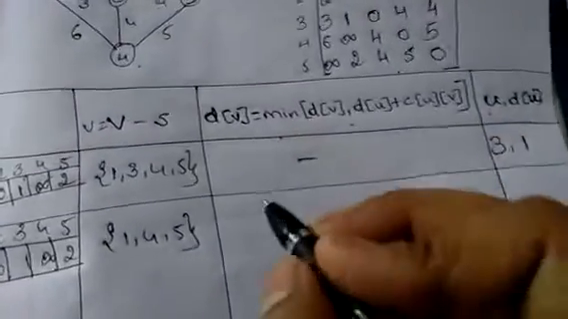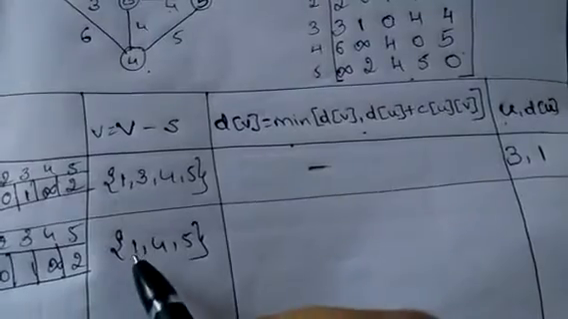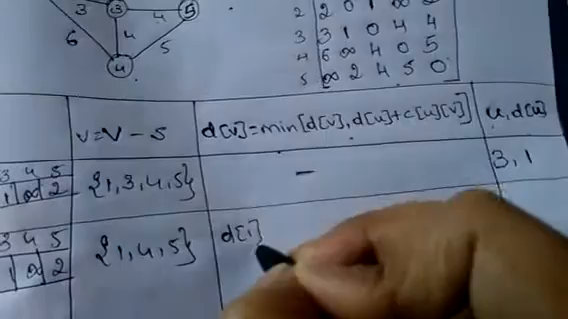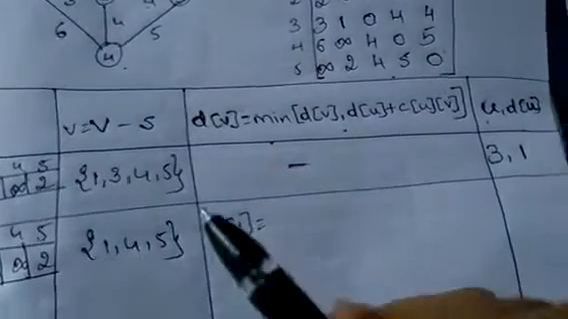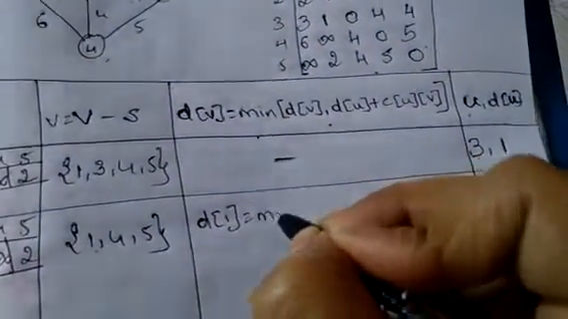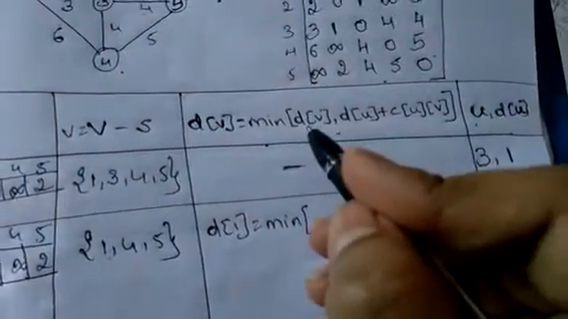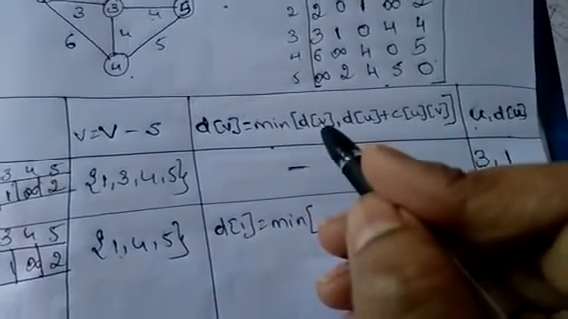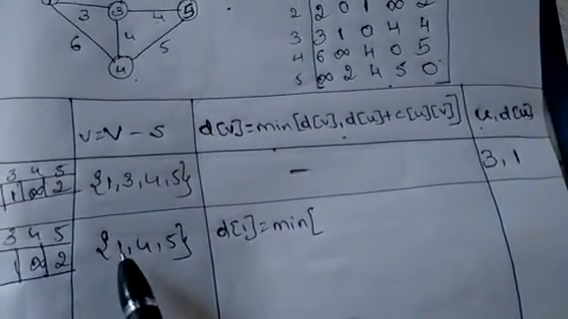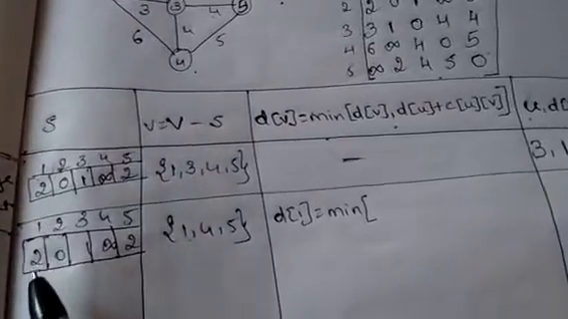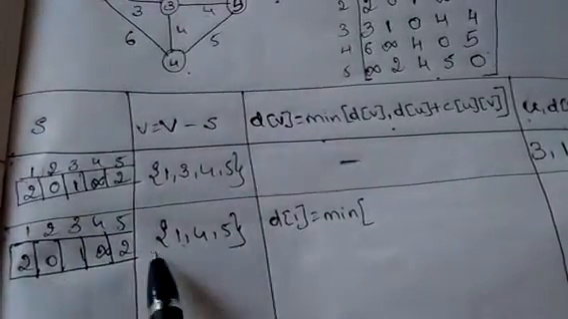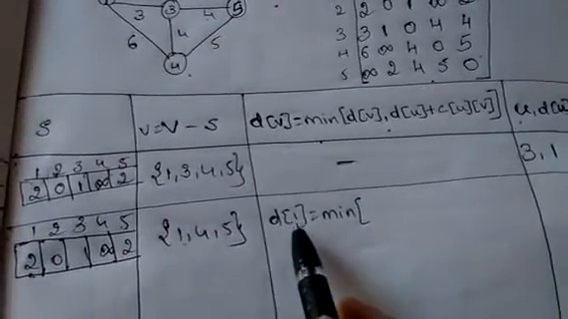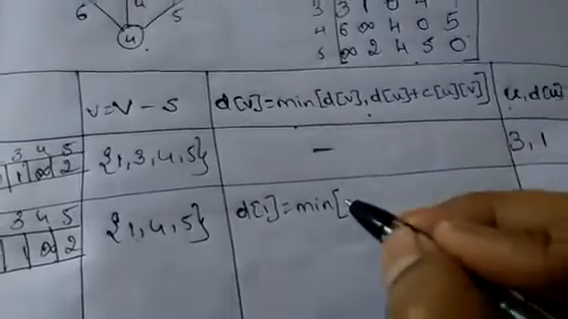For this I'll use the formula d of v. Here v means it is 1, 4 and 5. First I'll take d of 1. V is equal to 1 I'll take. D of 1 is equal to minimum of d of v. Okay. What is d of v? D of v means the weight with respect to the source vertex, 2 is the source vertex. From 2 to 1, what is the weight? These are all d of v's. These are v's. Okay, d of v means it is 2, because here the v value I am taking is 1. D of v is 2.